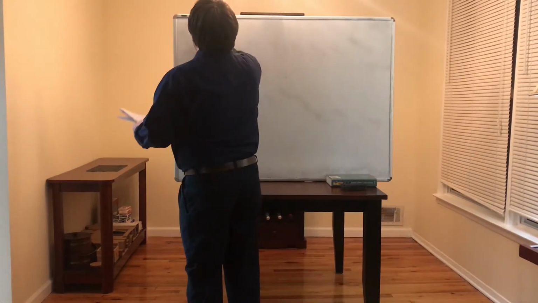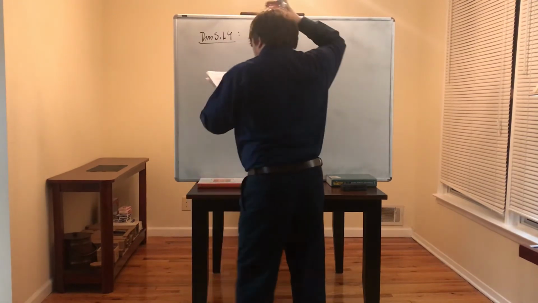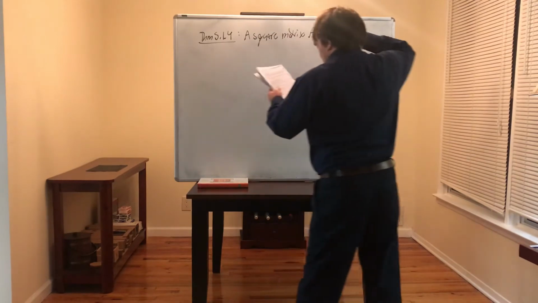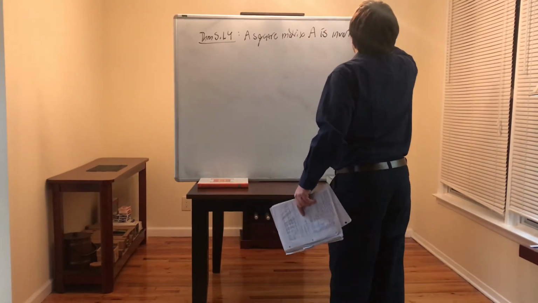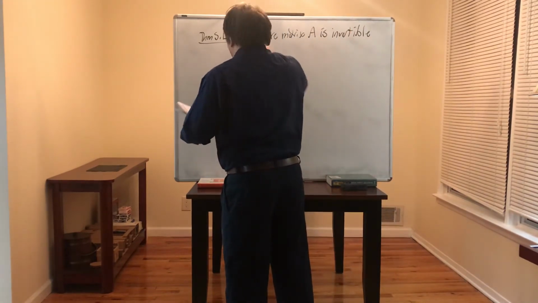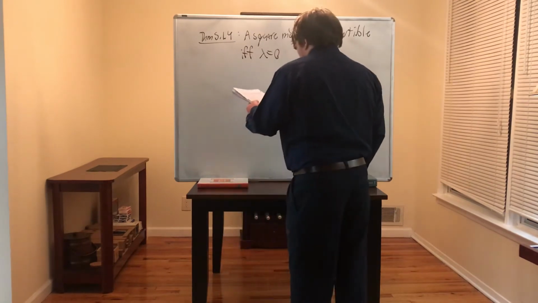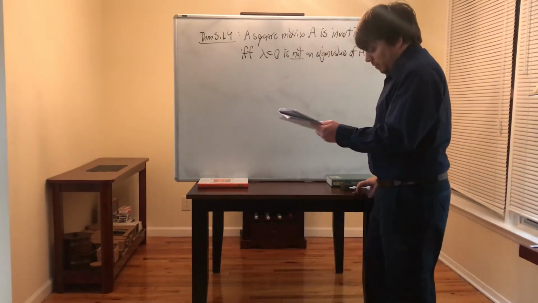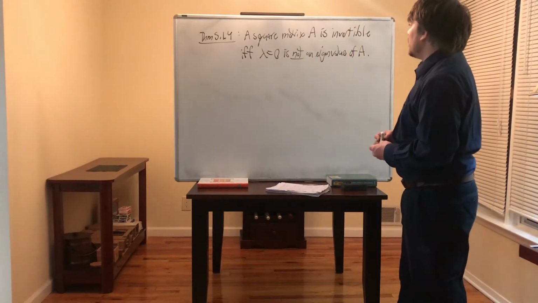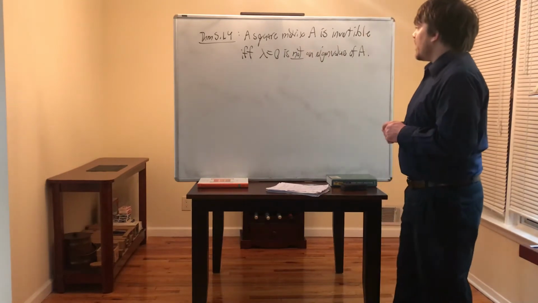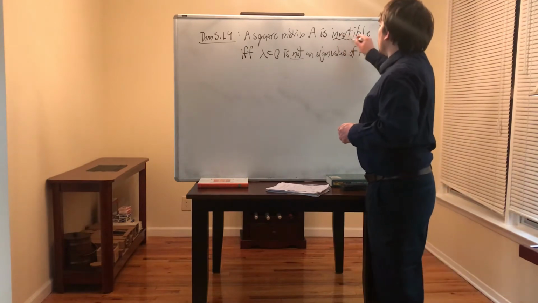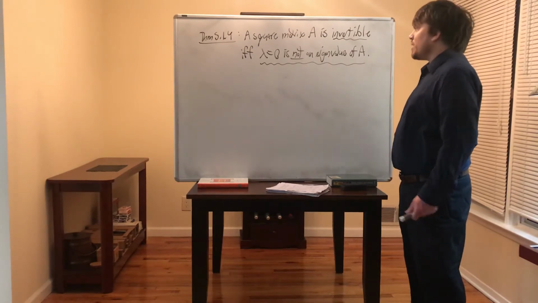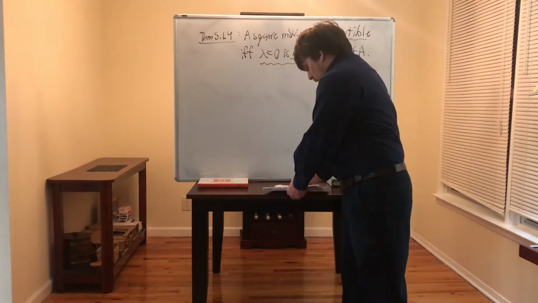Okay, so Theorem 5.1.4. A square matrix A is invertible if and only if lambda equals 0 is not an eigenvalue of A. So when you have a square matrix A, saying it's invertible is equivalent to saying that lambda equals 0 is not an eigenvalue of A. So if you have a square matrix A and 0 is an eigenvalue of A, then it's not invertible.